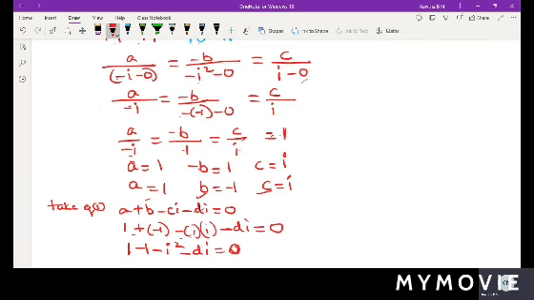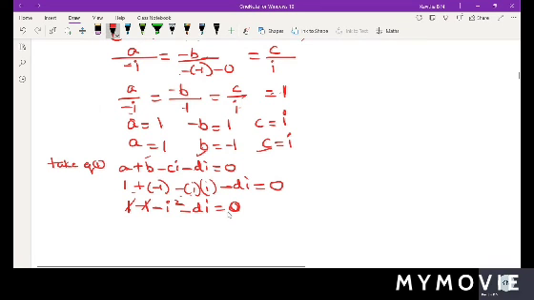Here plus 1 and minus 1 get cancelled. Then minus di is equal to, here what will happen, minus i square will become plus 1. Plus 1 minus di is equal to 0.